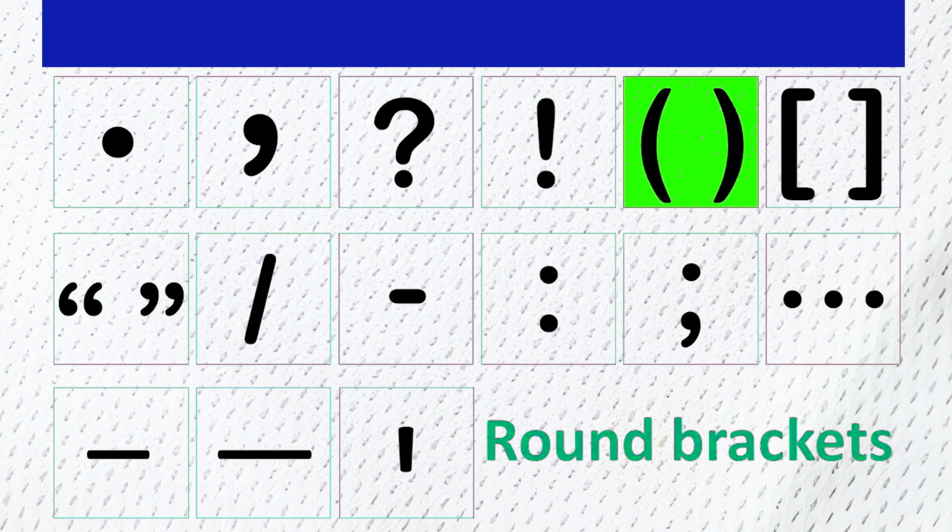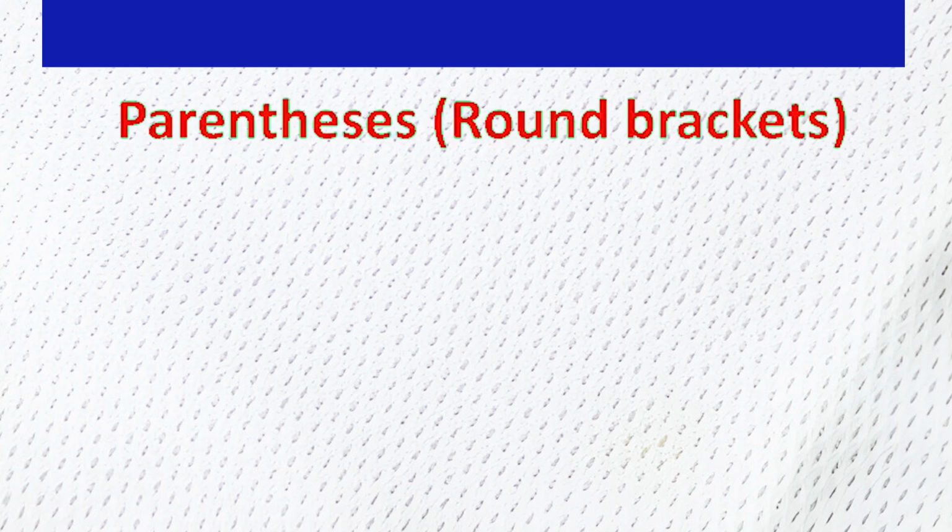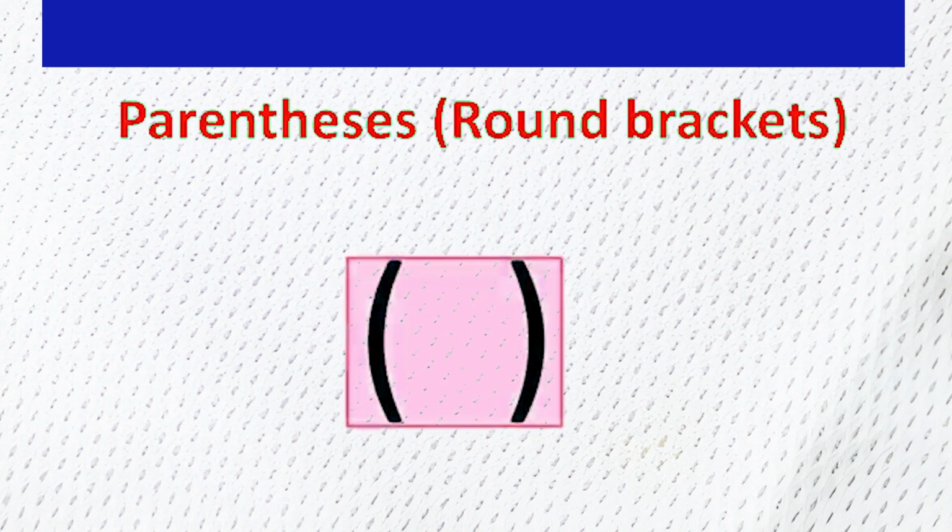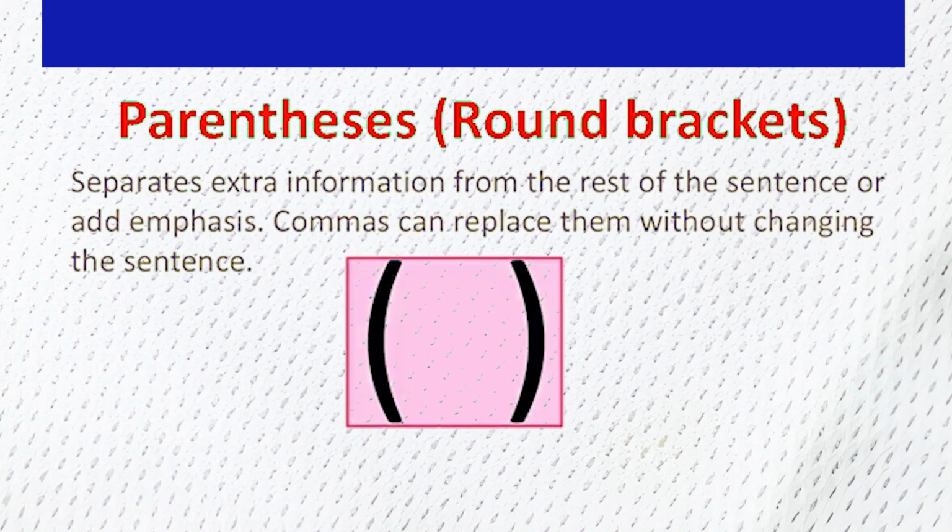Round brackets. Parentheses, or more commonly known as round brackets, are used to separate extra information from the rest of the sentence or to add emphasis. It's important to note that commas can replace brackets without changing the actual sentence.